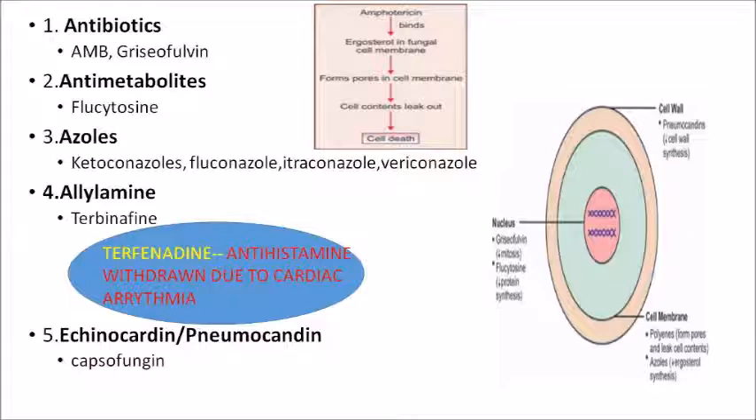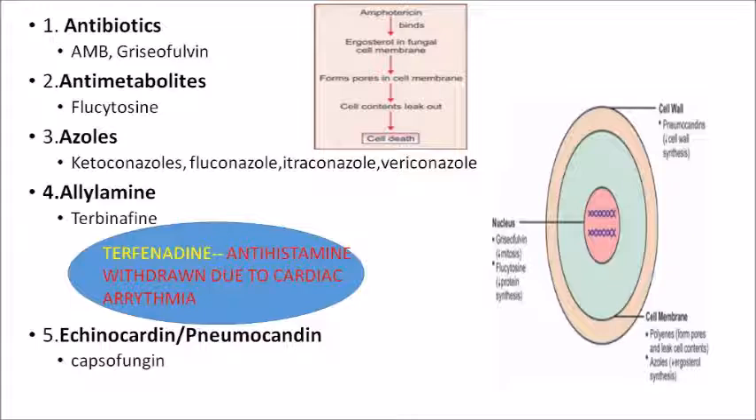Coming to systemic ones, the first group is antibiotics which act as antifungals. The first one is amphotericin B, the second one is griseofulvin. You are familiar with the names, I'm sure. Amphotericin B binds with the ergosterol in the fungal cell membrane and forms pores in the cell membrane and leaks the contents out, just like the polyenes. Antimetabolites like flucytosine act on the protein synthesis of the fungus. You can see from the figure, flucytosine acts on the protein synthesis.